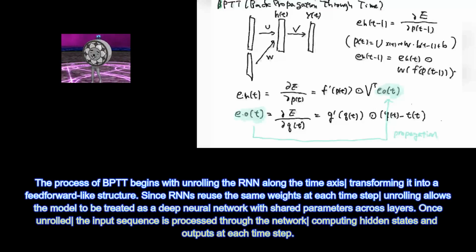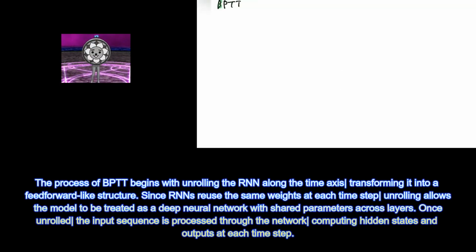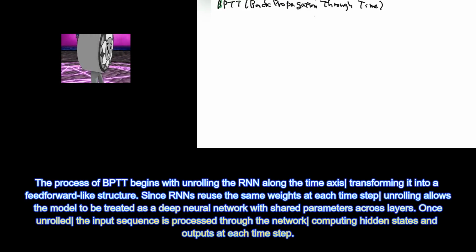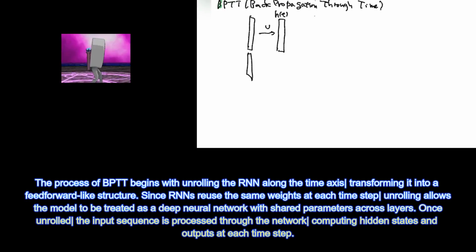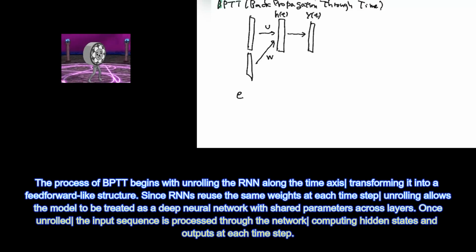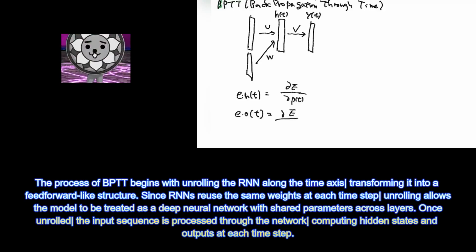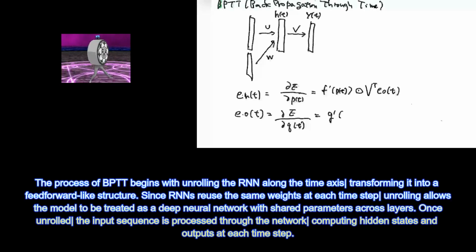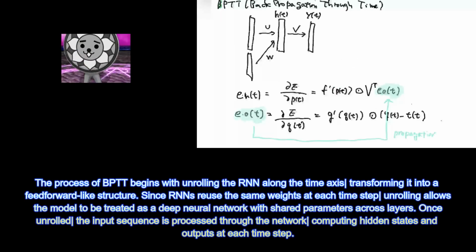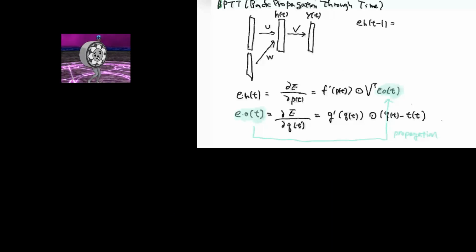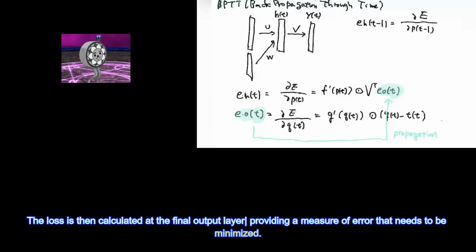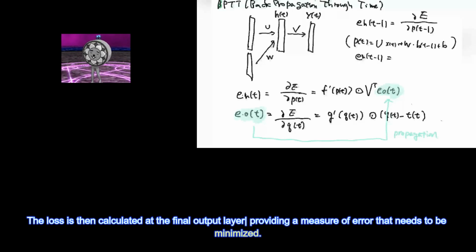parameters. The process of BPTT begins with unrolling the RNN along the time axis, transforming it into a feedforward-like structure. Since RNNs reuse the same weights at each time step, unrolling allows the model to be treated as a deep neural network with shared parameters across layers. Once unrolled, the input sequence is processed through the network, computing hidden states and outputs at each time step. The loss is then calculated at the final output layer, providing a measure of error that needs to be minimized.